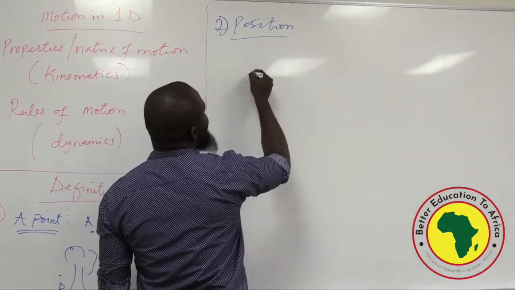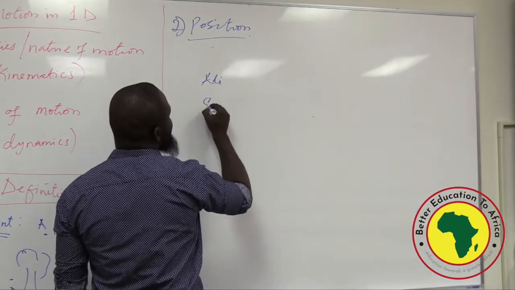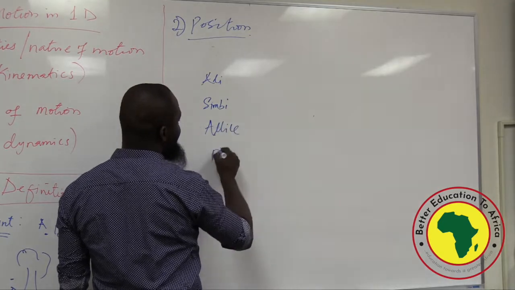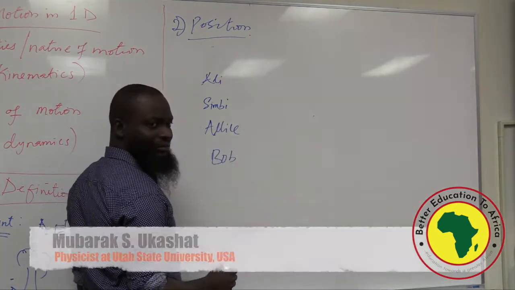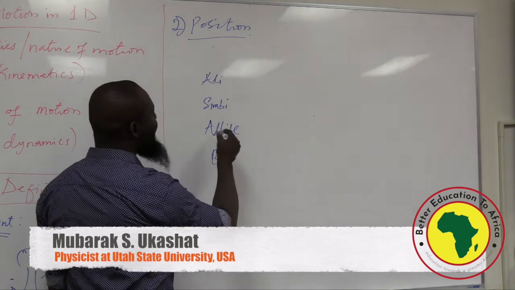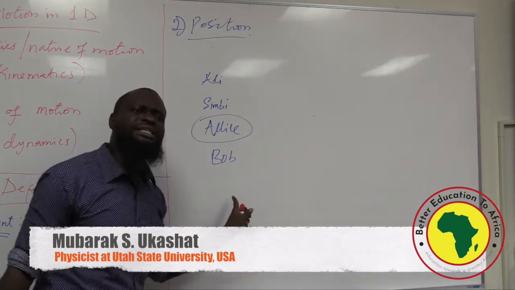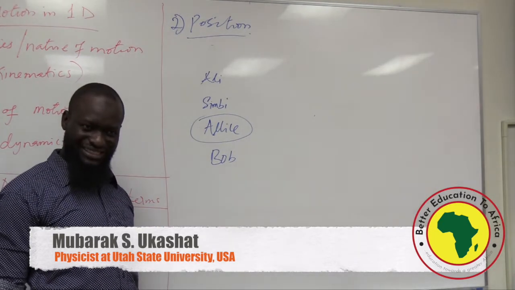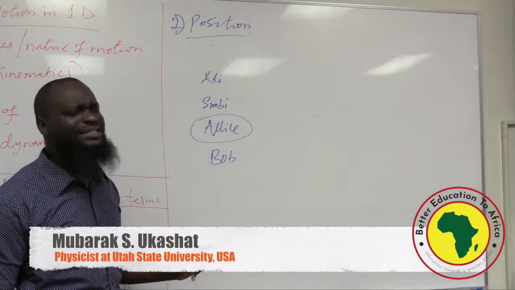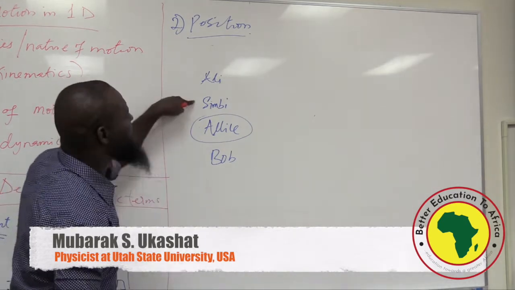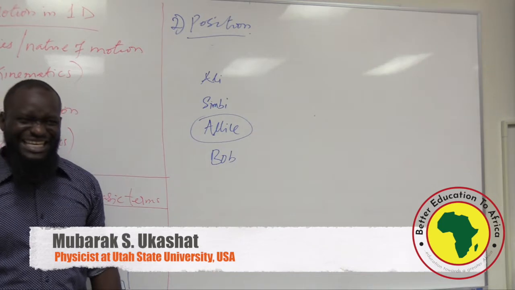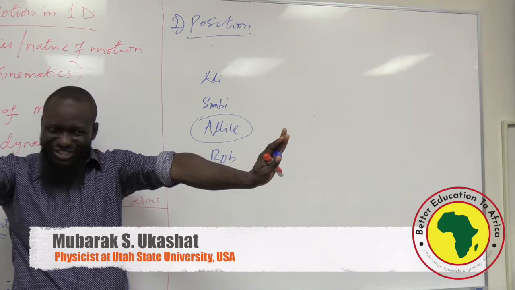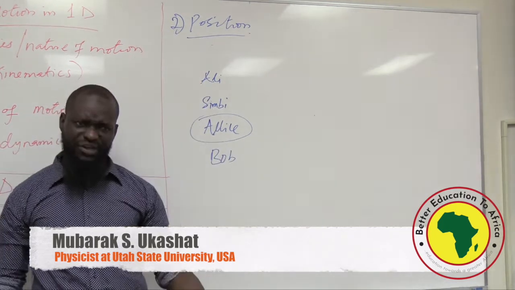So if I have Ali here, I have Simbi here, and I have Alice here, and I have Bob here. I can say Alice is sitting above Bob. That is the position of Alice. I've given a reference. Or I can say Alice is sitting beneath Cindy. So your choice of reference is up to you. There is no standard reference.